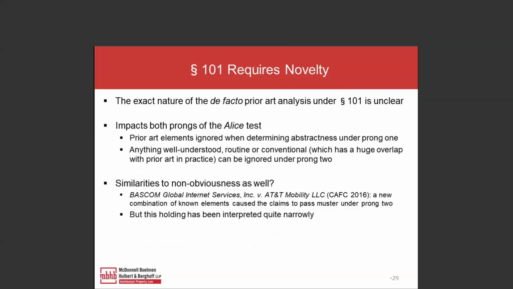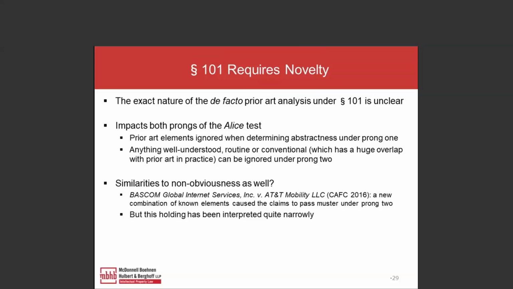you need to apply each prong or step of the Alice test as a whole. You view the claim as a whole and determine, is it directed to a judicial exception? You view the claim as a whole and decide, does it recite something more? But other panels have come and said, well, if you've got prior art elements in your claims, you can ignore them when carrying out the evaluation under step 1 or step 2. So this is where things get confusing, because you've got different panels saying different things.